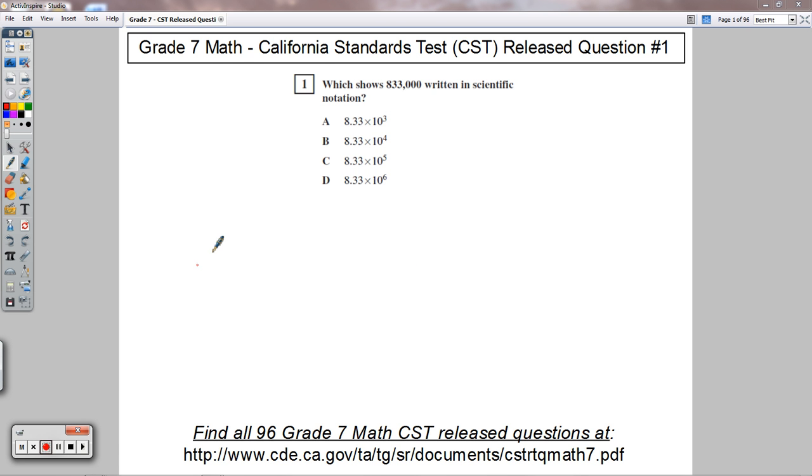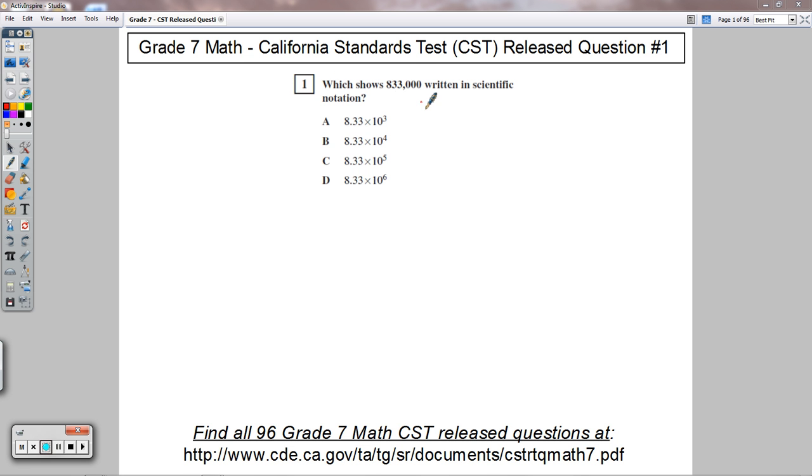This is our grade 7 CST release question set of questions here on Wagner Academy. You'll be going through with me 96 different test questions if you choose to watch all of these. Some great review, not only for the grade 7 math CST if you're taking that, but also for any type of pre-algebra type work. This is all stuff you should know before you get to Algebra 1. So let's get started with question number 1 here.